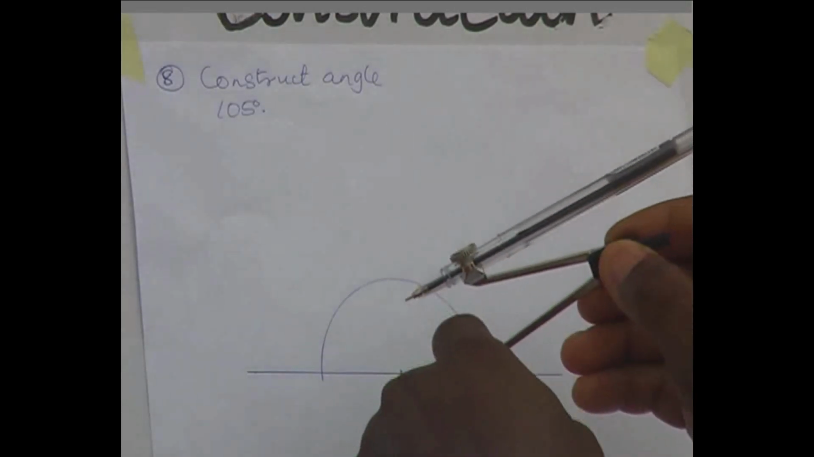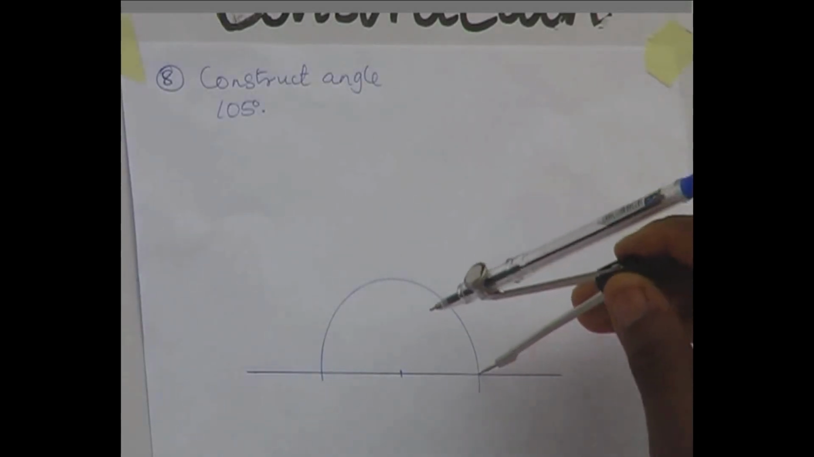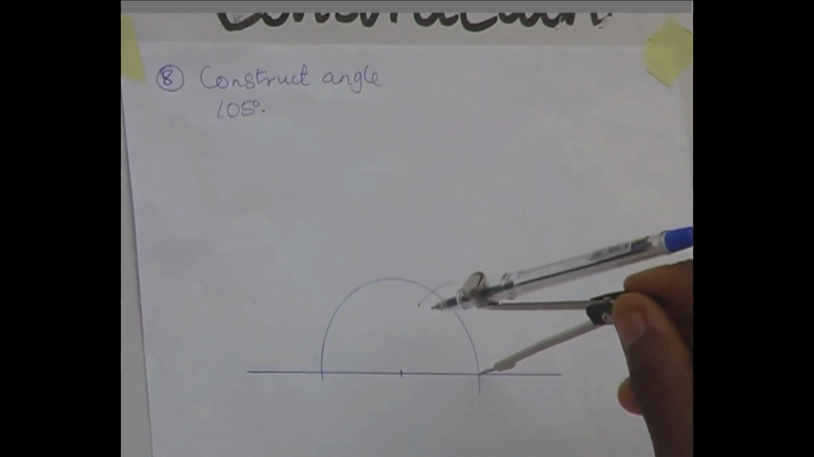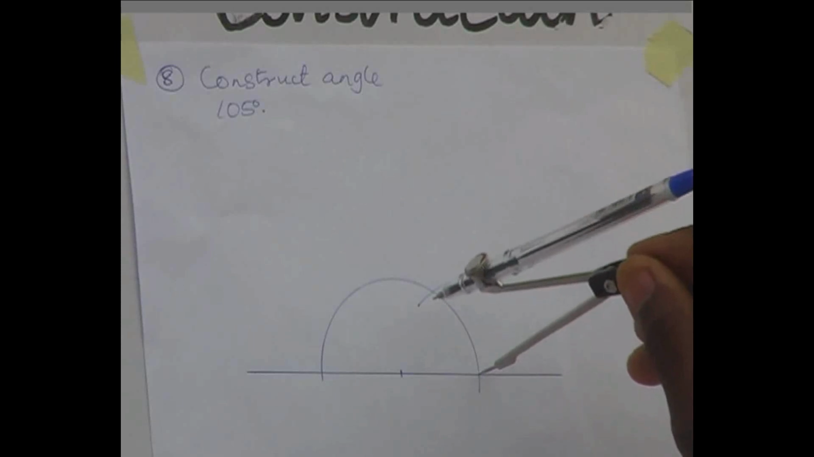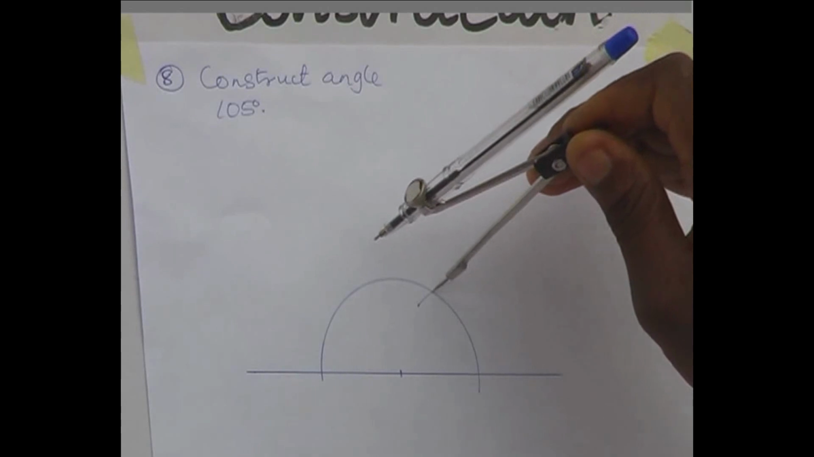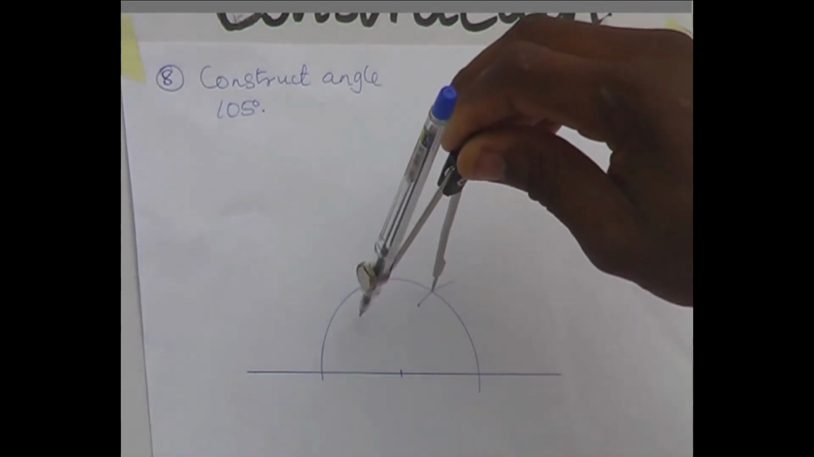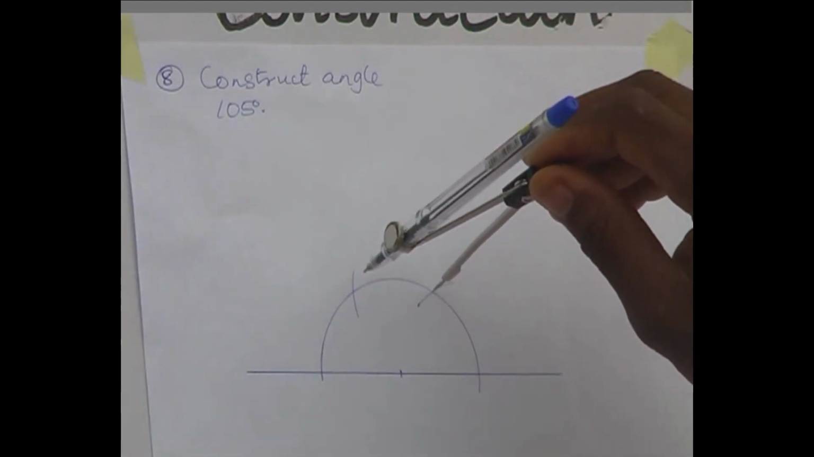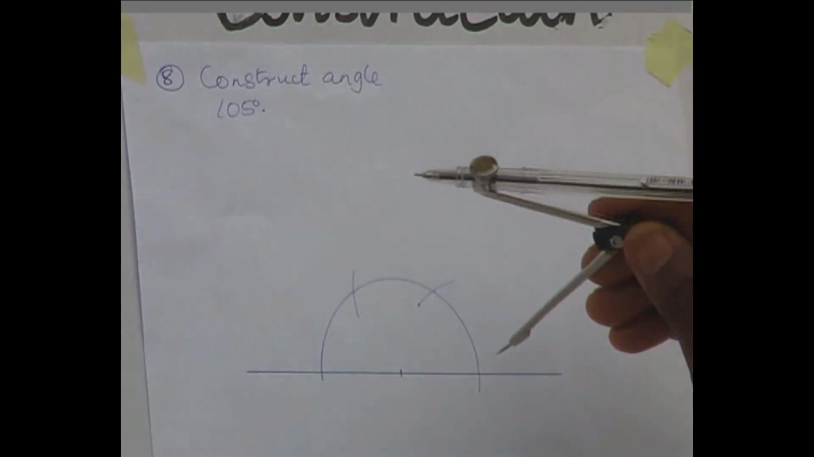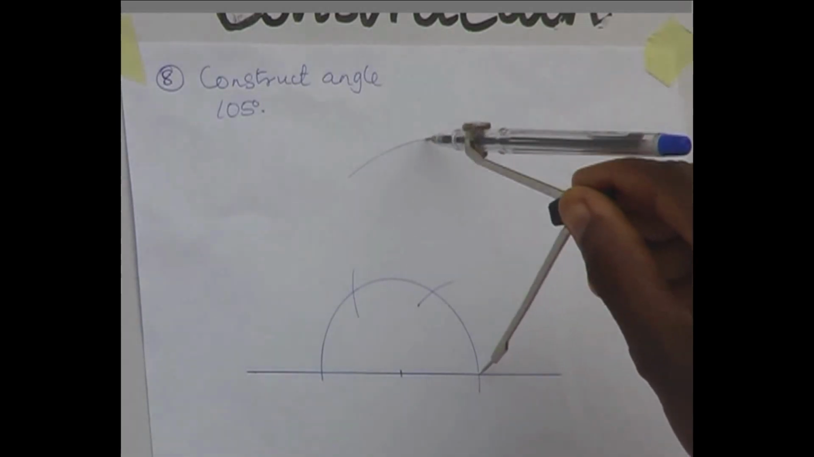Don't adjust this radius of your compass. Put the needle point here and cut off along the semicircle you drew. Don't adjust the radius again. Put the needle at the point of intersection of the arc and your semicircle. Draw another semicircle. Now increase the radius. Put the point here and make an arc up there.